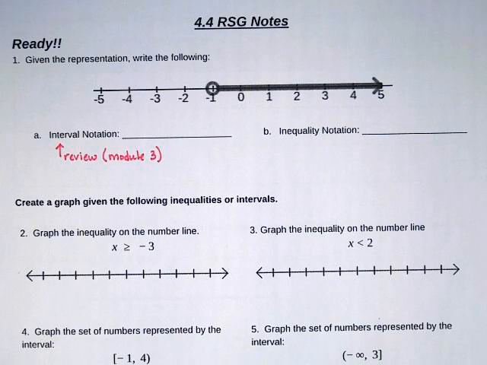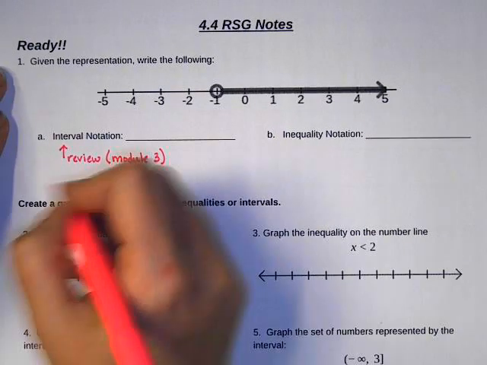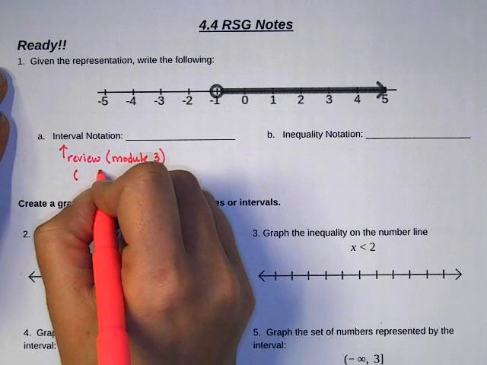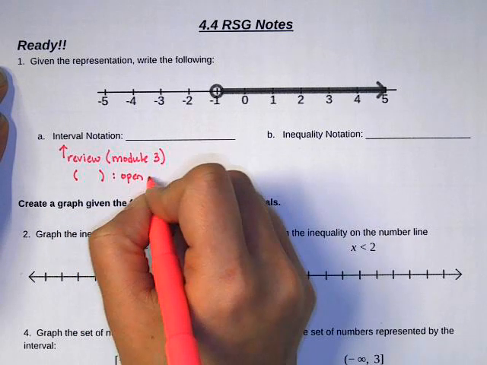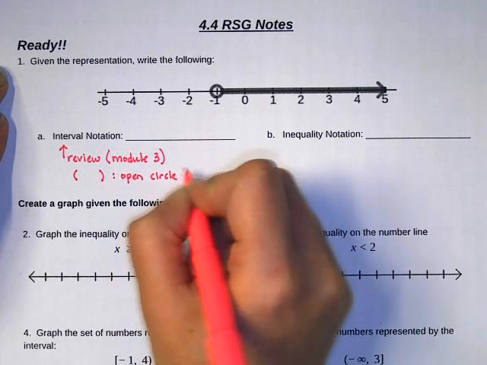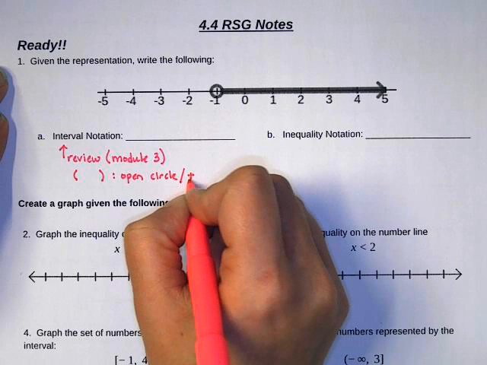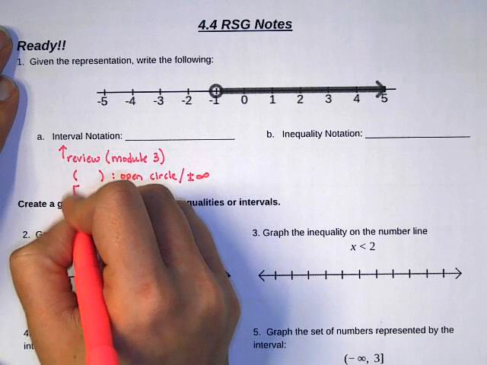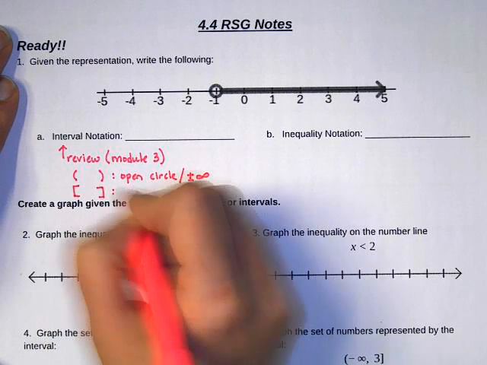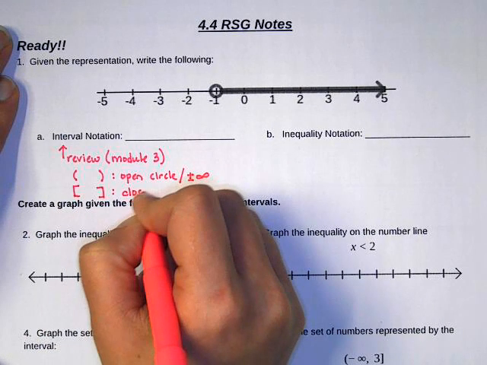And what we learned in Module 3 was that we can represent groups of numbers using parentheses and brackets. We're going to use a parenthesis when it's an open circle or when we have a positive or a negative infinity. And we're going to use a bracket when we have a closed circle.